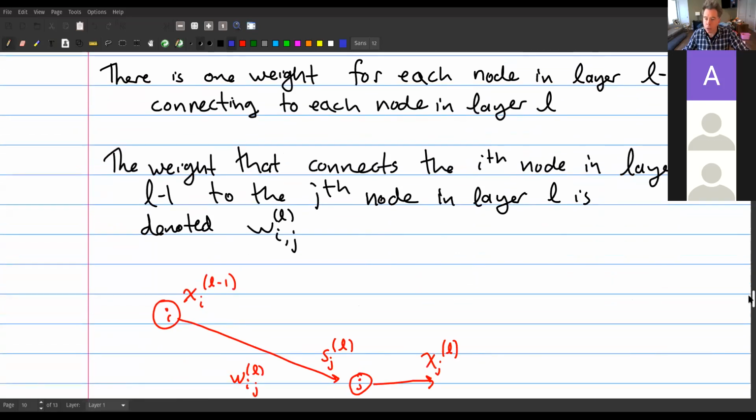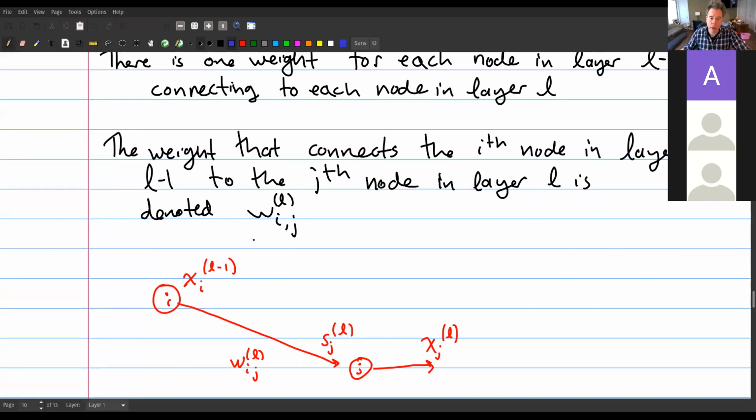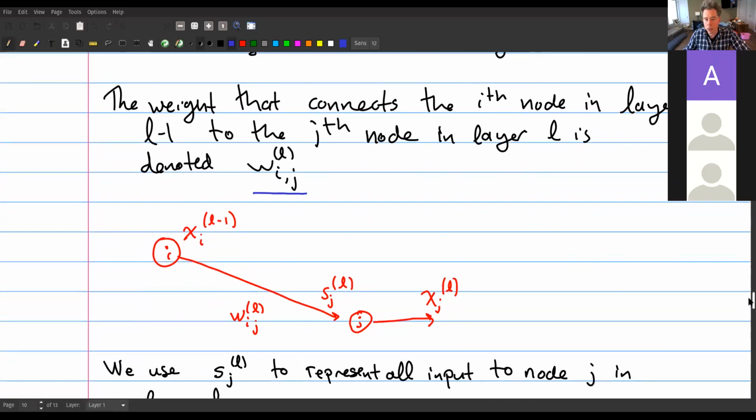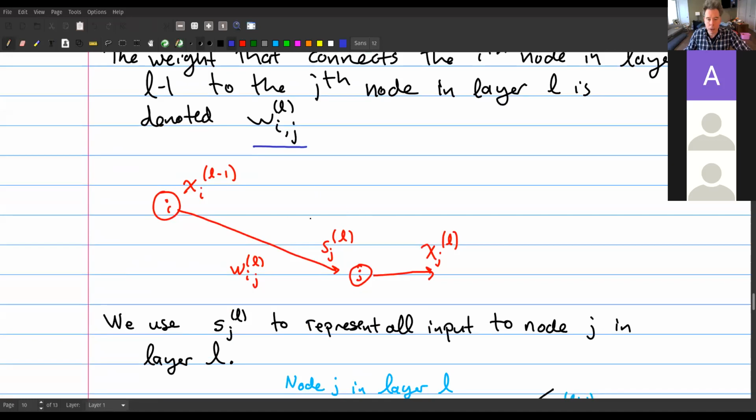So the notation for the weight, this is triple indexing. This is the weight of the connection from node i in layer l-1 to node j in layer l. That's what w_ij^(l) is. So here's a little bit of a picture.